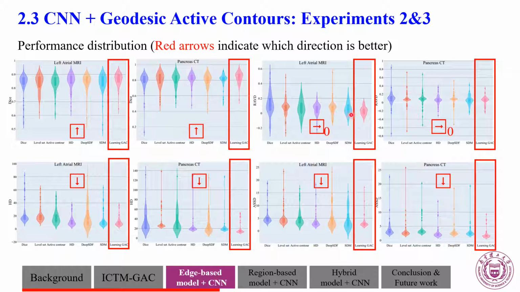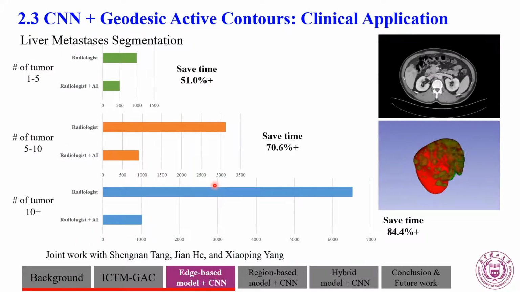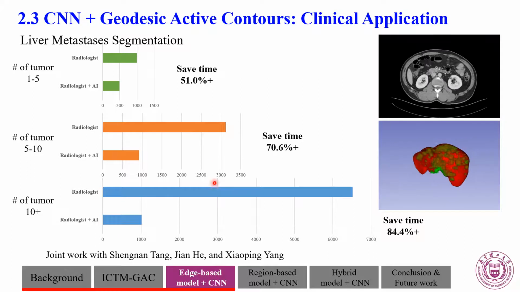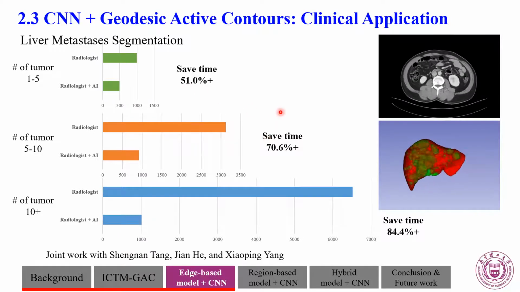These figures show the performance distribution of the 7 compared methods. The proposed method has a more compact distribution, and the outliers are significantly reduced. We also compare with SOTA methods on 2 popular segmentation challenge datasets. Our method can still achieve better or competitive performance than other SOTA methods. Currently, we are using the model to help radiologists segment liver metastasis. Compared with manual segmentation, our method can save more than 50% time.